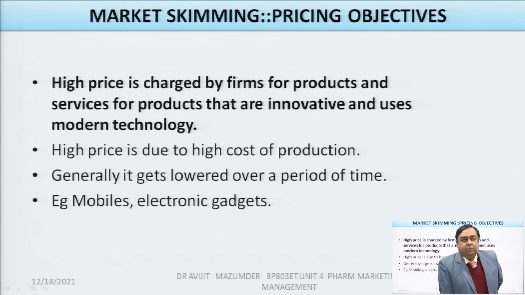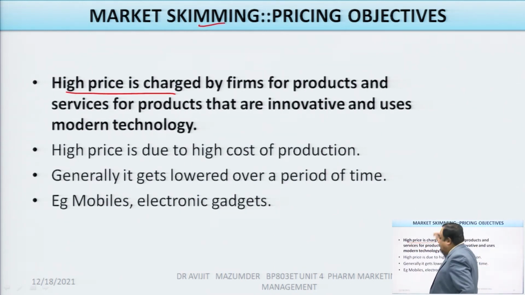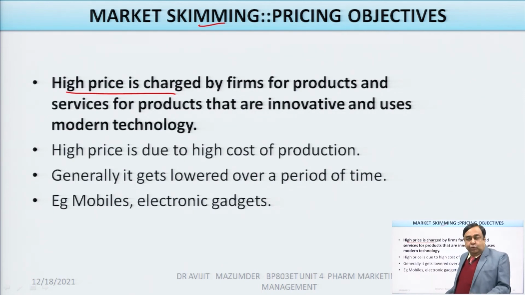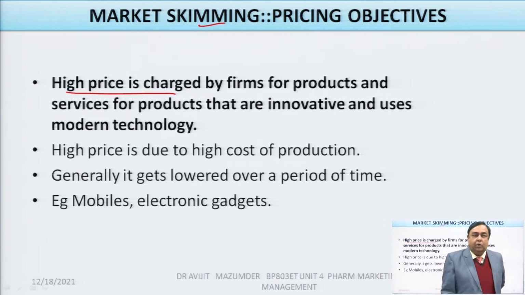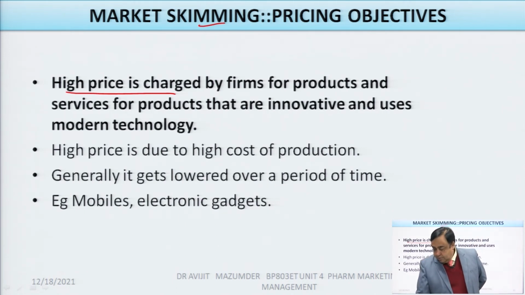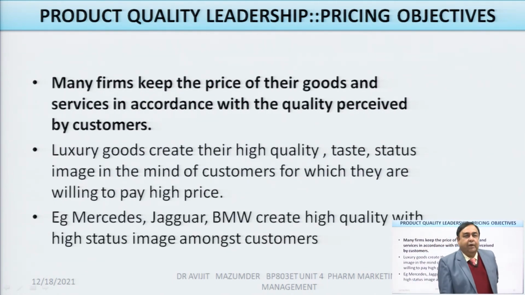Next objective is market skimming strategy. Now, in that case, as I have told you, the term skimming, that is you have to go across, you have to put yourself above. So, higher price is charged by firms or products that are innovative in nature and they utilize the modern upgraded technology. If your product is a unique product, if your product is produced by innovative technology, in that case you have to charge a higher price. Higher price due to higher cost of production, say for example, the newer electronic gadgets and the mobiles, but gradually it will lower down across a period of time.